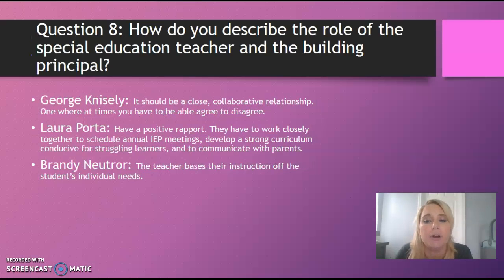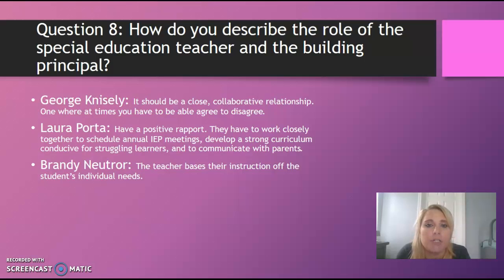Question 8, how do you describe the role of the special education teacher and the building principal? Mr. Knisley mentioned again having that collaborative relationship. Although sometimes you may disagree on things, it's working through those disagreements for the best interest of the students.